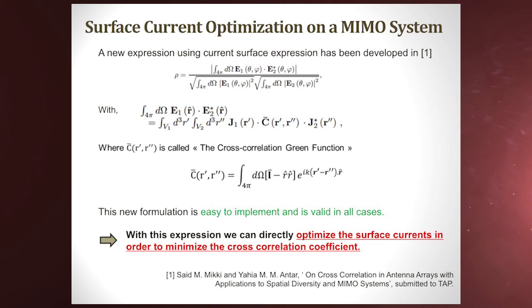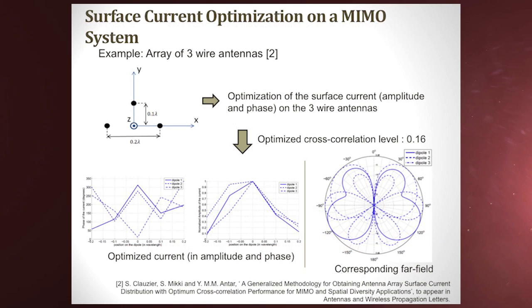So with this expression, this is going to appear in a couple of months. With this, you can directly optimize the surface current to minimize the cross-correlation coefficient. And here is an example. We're using a simple example here, 3-wire antennas. So the question is, can you optimize the currents on these 3-wire antennas to have an optimum correlation?